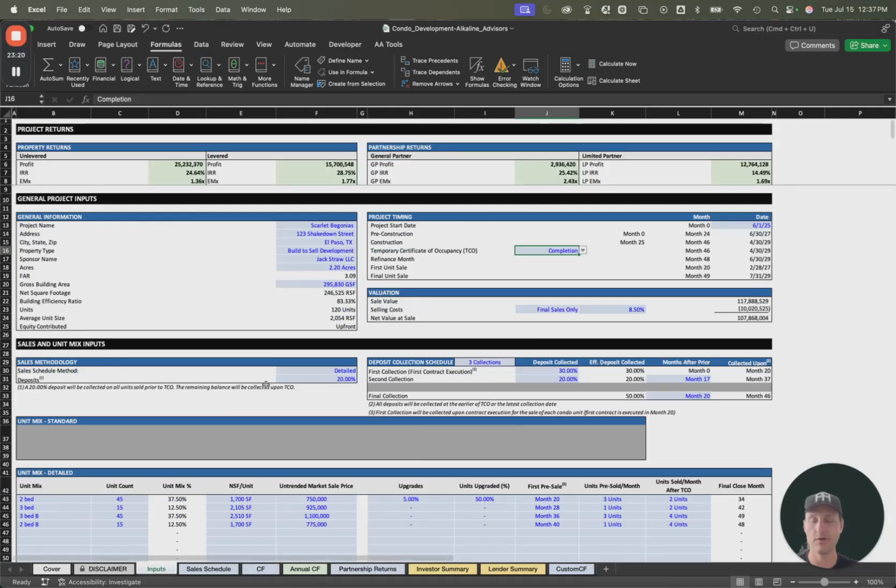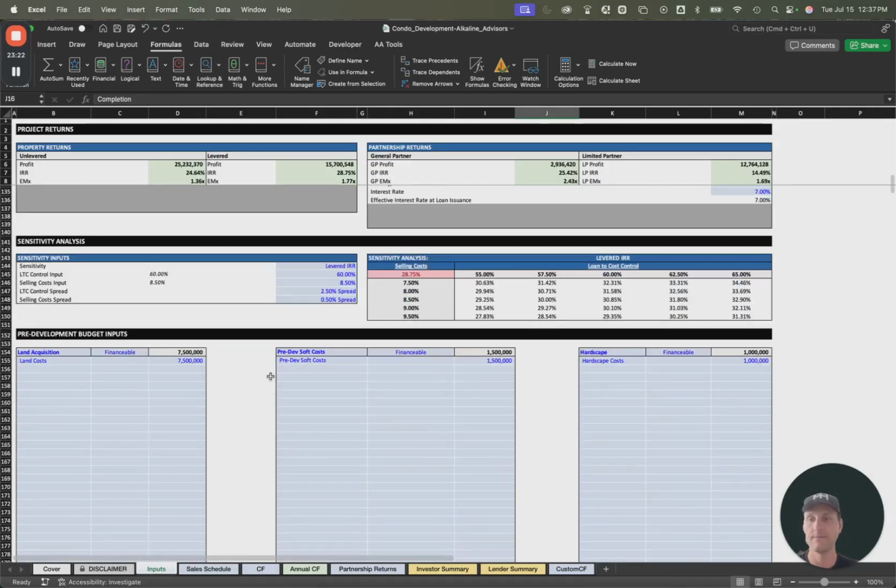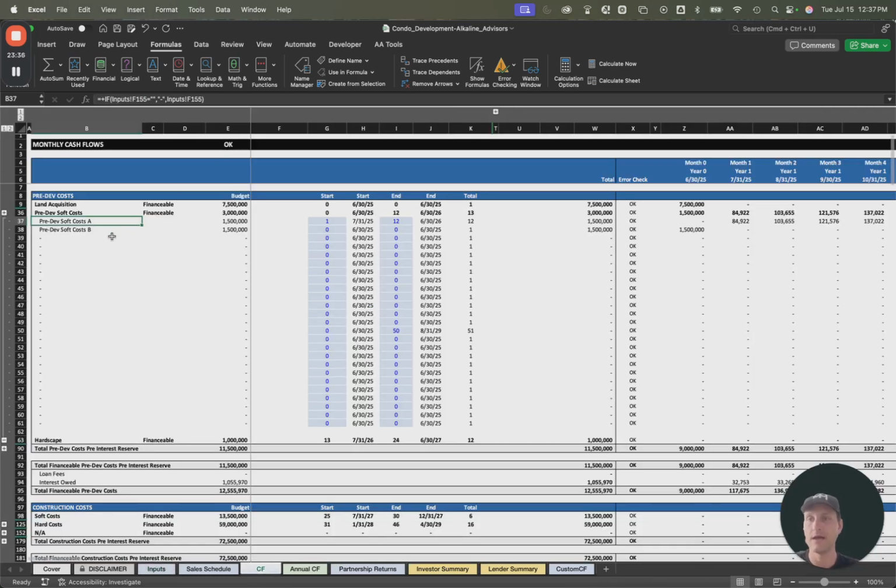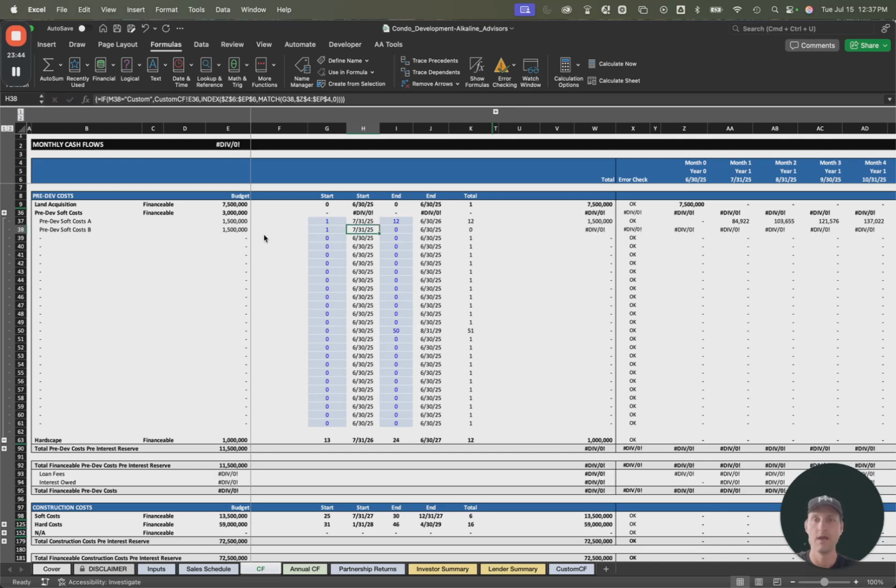Very quickly, if we go back to inputs, scroll down to pre-dev soft costs, let's call this A, and then let's call this B, for instance, and let's make this 1.5 mil as well. We'll go back to the cash flow. Now you'll see A is 1.5 mil, B is 1.5 mil, and we can say we're going to start incurring the total budget cost in month 1, and we're going to end in month 4.